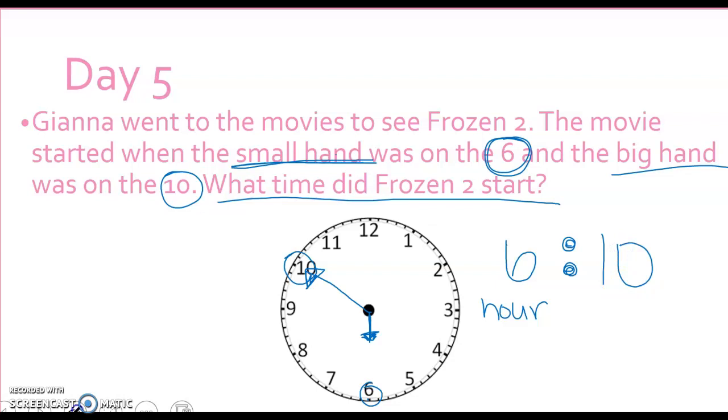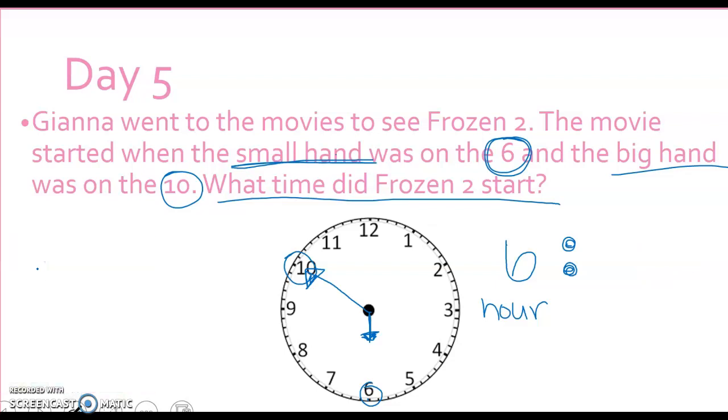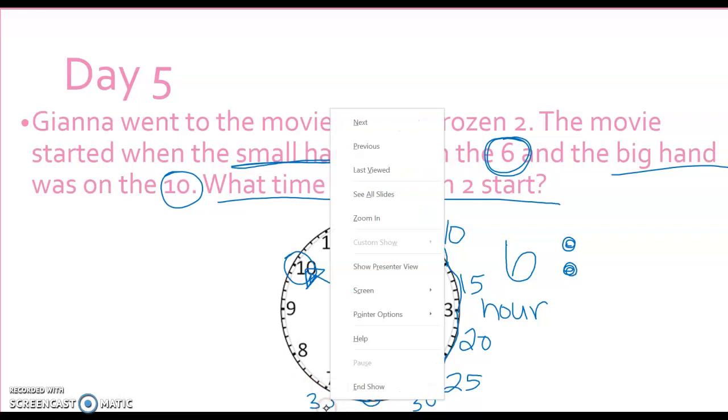No, because when you look at the minute hand, you need to count by 5s. So we need to figure out what the minute hand is meaning by being at the 10. So from 12 to 1, that's 5 minutes. 1 to 2, that's another 5 minutes. We have 10. 2 to 3, you have another 5 more minutes. 3 to 4, you have another 5 minutes. 4 to 5, another 5. 5 to 6, another 5. 6 to 7, another 5.